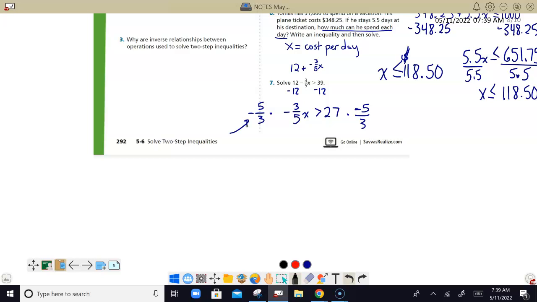So let's go ahead and do this in our heads. 27 divided by 3, that's going to be the first thing I do. And then I'll multiply by negative 5 and get negative 45. Let me go ahead and put that in there first, negative 45. And we are going to flip that sign because we have multiplied by a negative number. So x is any number less than negative 45. If you pick that and put that in our inequality, it will be true.